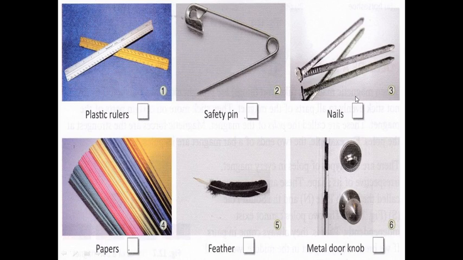What about nails? Are they magnetic or non-magnetic? Very good, they are magnetic. Then what about papers? Very good, non-magnetic material. Feather, non-magnetic, and the metal door knob, yes, these are magnetic materials. So I hope you will recognize which are the magnetic and which are the non-magnetic materials.